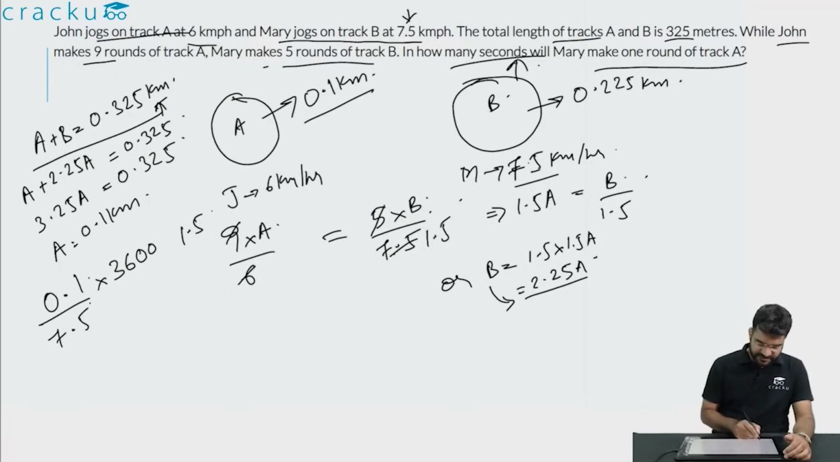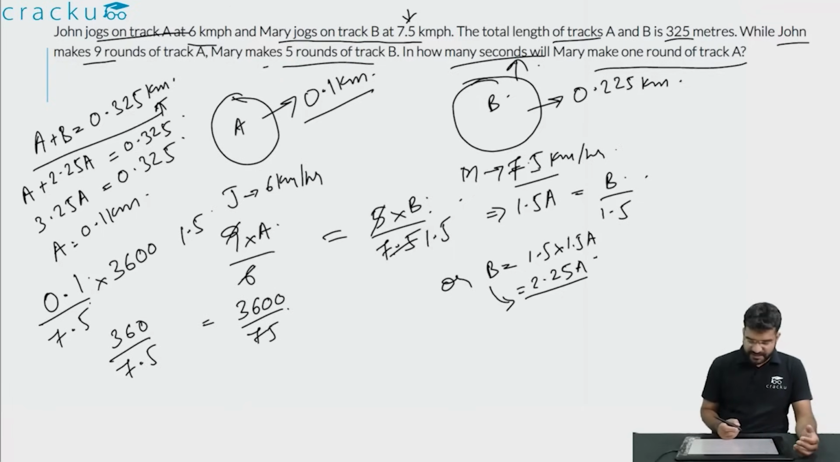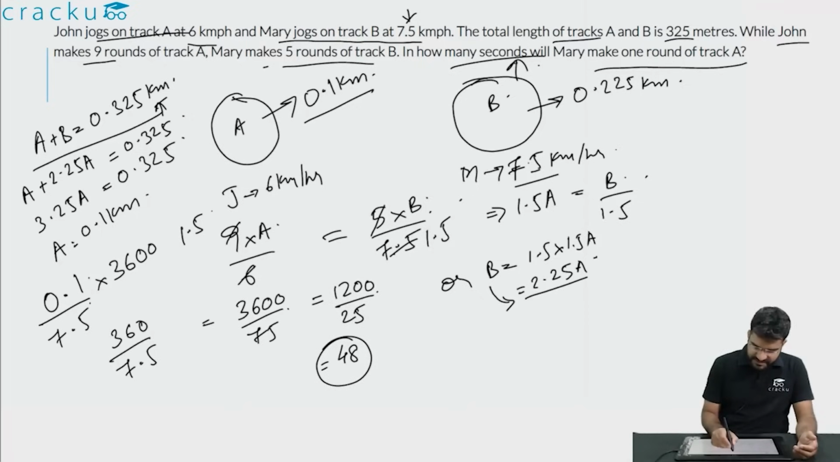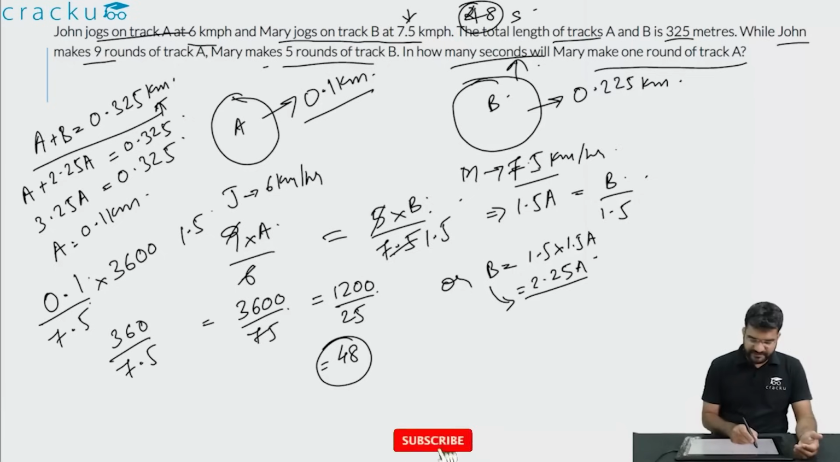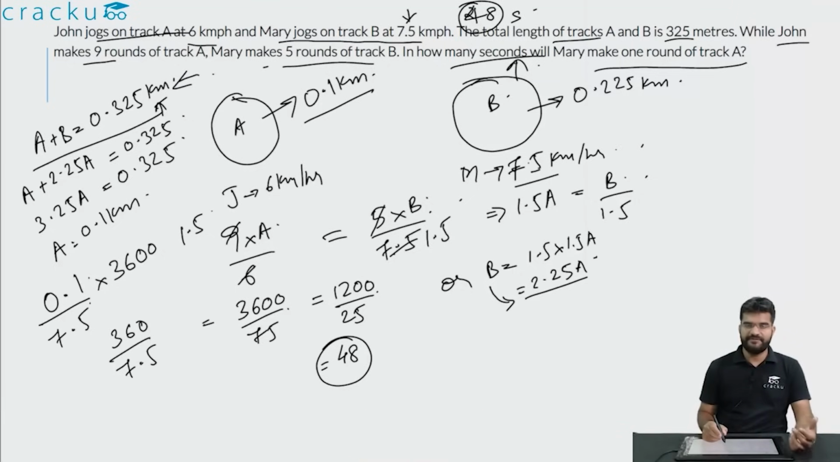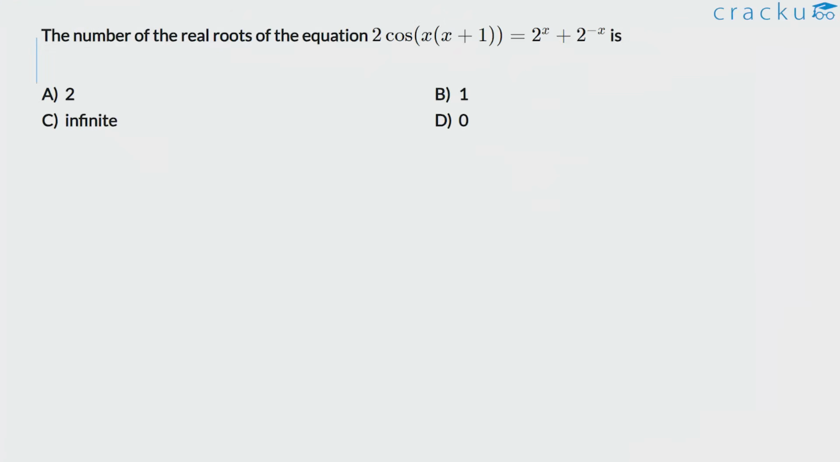So 0.1 into 3600 is 360 by 7.5. This is equal to 3600 by 75. You can use your calculator or you can just simplify this. You can divide both numerator and denominator by 3. So this is 1200 by 25. 1200 by 25 is equal to 48. So the answer in this case is 48 seconds. To do this, we have just found the two equations between A and B, then found the values of A and B, and then found out how much time Mary is going to take. The answer is 48 seconds.